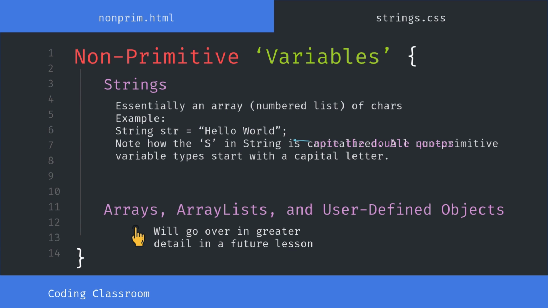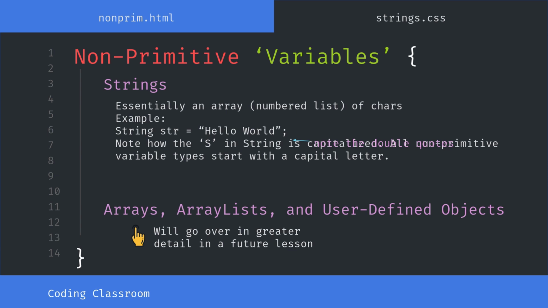String. A string is a sequence of characters, or simply text. Unlike char, which holds a single character, a string can hold words, sentences, or even entire paragraphs. Example, String greeting equals "Hello World". Notice that String starts with a capital S. This is true for all non-primitive types in Java.